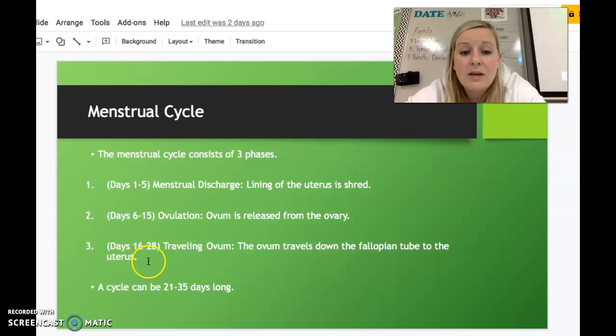Days 16 through 28, the ovum is going to travel down the fallopian tube into the uterus. And then a typical female cycle can be anywhere from 21 to 35 days long. So again, nobody's the same. It's not a perfect science, and that's why it can make it really hard for our young female students to figure out what's going on with their body because everybody's going to be different. But it's something to be aware of.